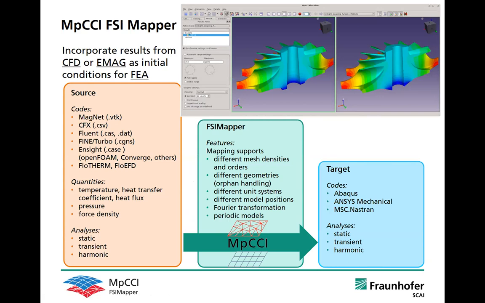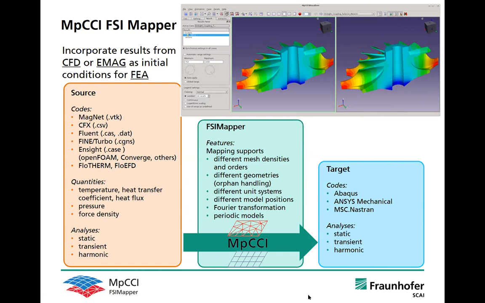On the mapping side, fluid structural mapping, we can incorporate results from CFD, also electromagnetic codes, as initial conditions for structural codes. In that case, we support codes from Magnet, Infolytica Magnet, ANSYS CFX, Fluent, Fine Turbo, EnSight. The EnSight format is widely used by nearly all CFD codes, so we can map data from nearly all CFD codes, also FloTherm, FloEFD. And you can map quantities like temperatures, heat transfer coefficients, heat flux, pressure distributions, force densities coming from static or transient analysis, or even from harmonic analysis in CFD.